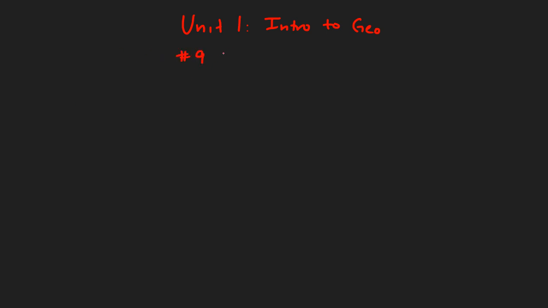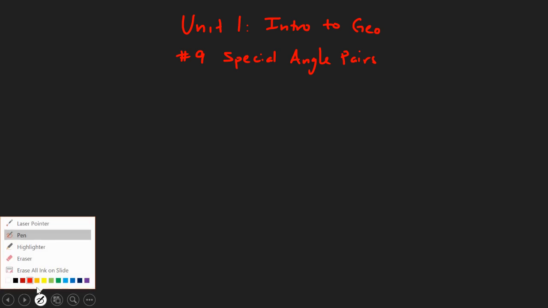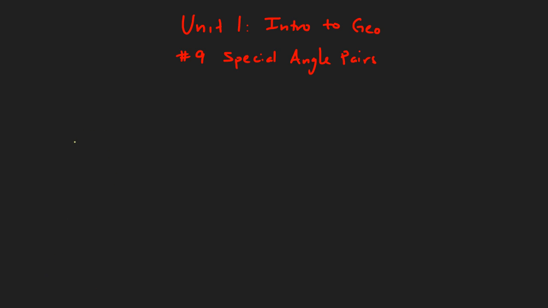So again, video number 9, we're talking about special angle pairs. Now again, these are going to be used so often this year, so it's very important that you do your best to get these ideas remembered. So the first pair we're going to talk about are what we call vertical angles.